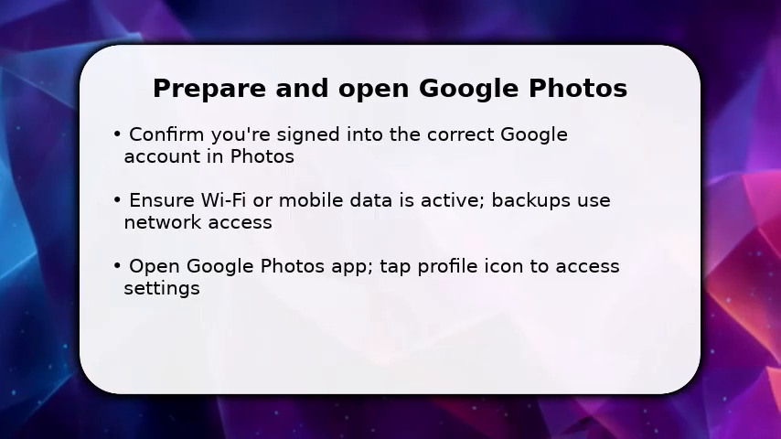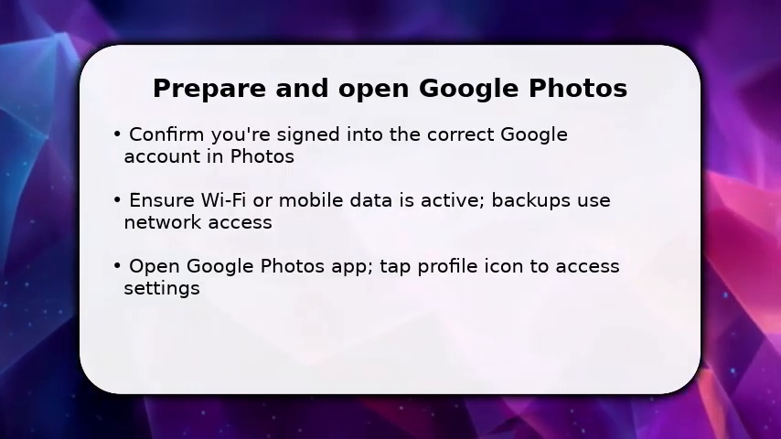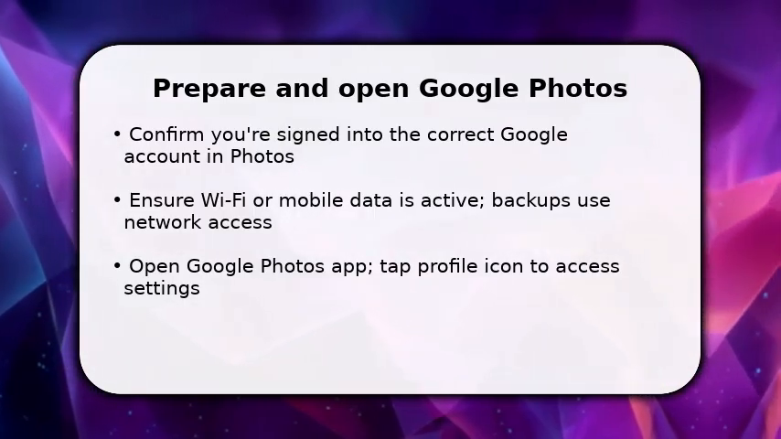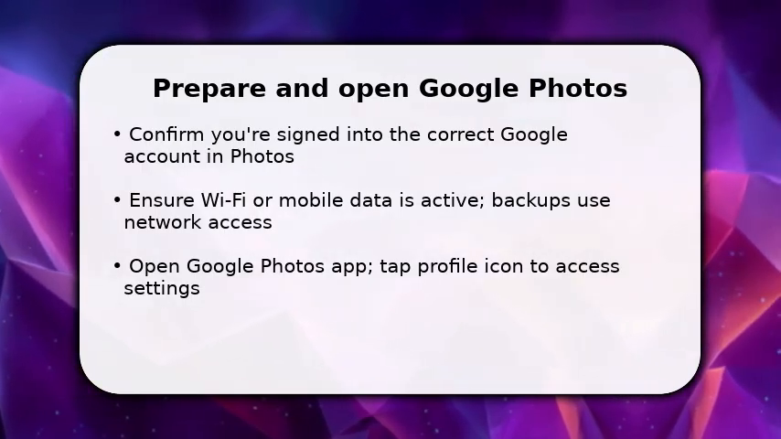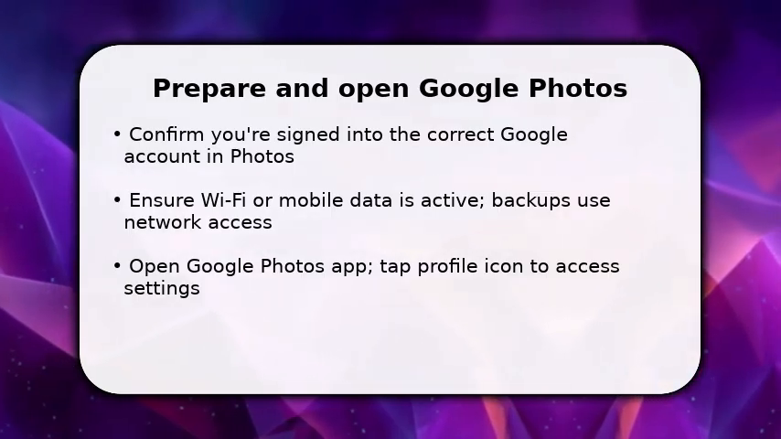You start by ensuring you're in the right account and connected to the internet. Backups run only when photos can reach Google. Open the Google Photos app and tap your profile icon at the top right to reveal account options. Once done, select Photos settings and then back up and sync to get directly to the control you need.